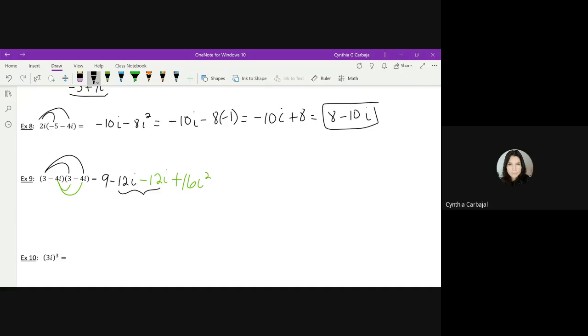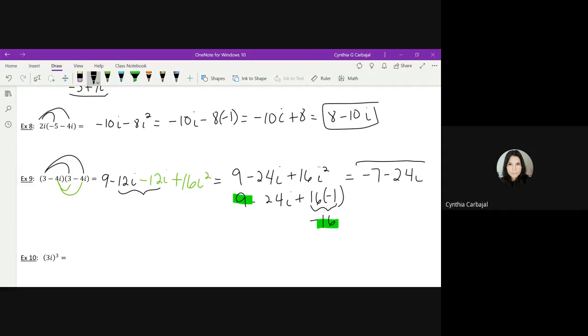Now the middle two terms are like terms, and they will combine to give me -24i. Then we're going to have plus 16i squared. But that i squared, we know is going to change to a -1, right? i squared is -1. So that's going to change to a -16. This is going to give me a -16. So then the 9 and the 16 are like terms, so those are going to combine. And we're going to do 9 minus 16, which is going to be -7. And then minus 24i. And remember, the imaginary number goes second, the real part goes first.